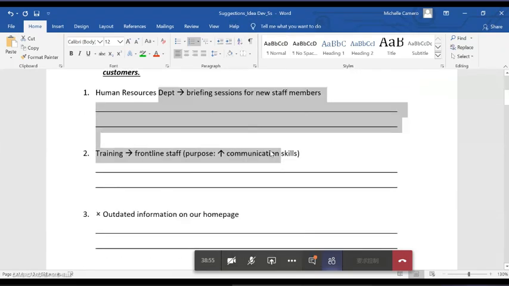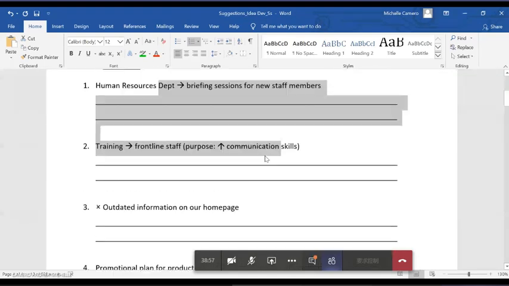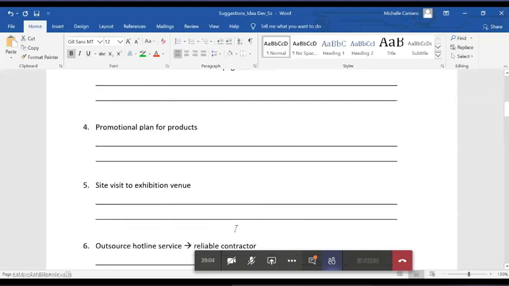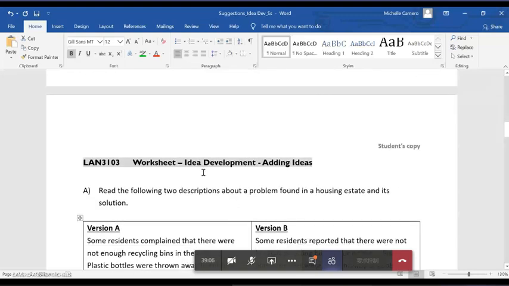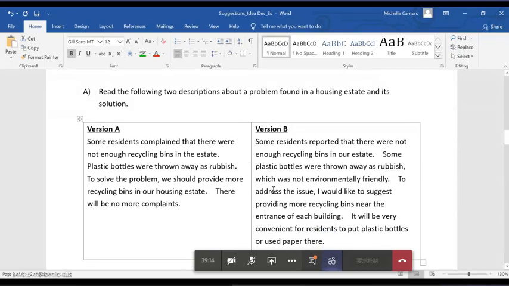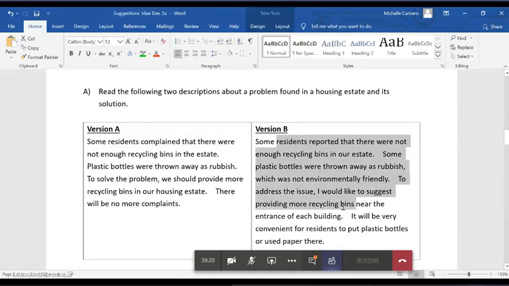So there's 2 pages to this document. Page 1 is talking about making suggestions. So that's why the part of the name of this document is suggestions. Page 2 is about idea development, which means adding ideas. That's why it's called Idea DEV. Okay, so we're going to focus on this part now on page 2. So it says there are 2 descriptions. So these are like 2 sample paragraphs. They're talking about the same thing, but notice the difference.